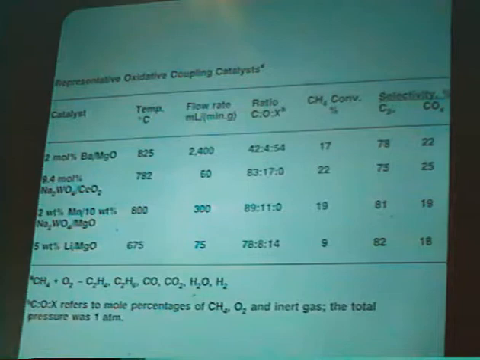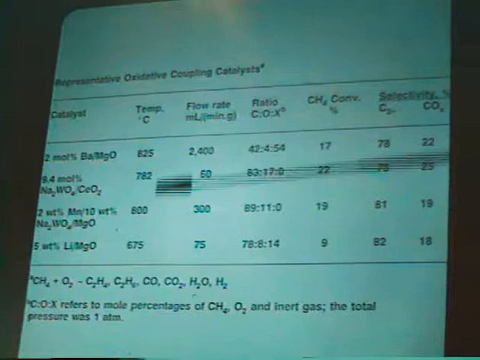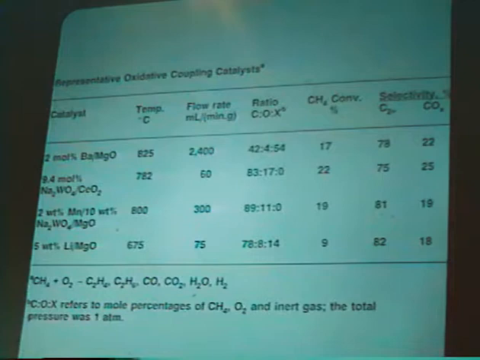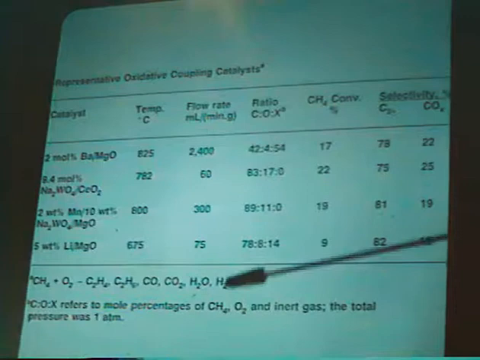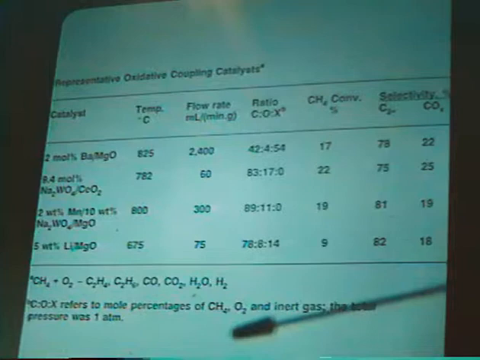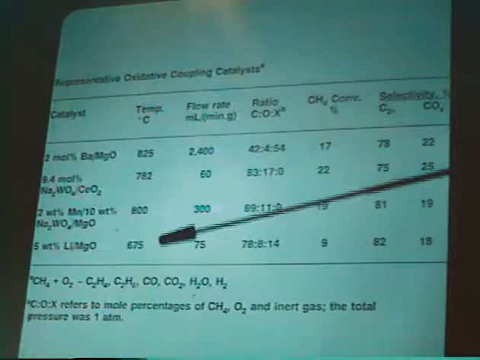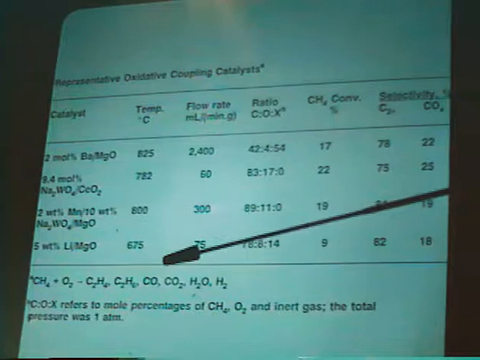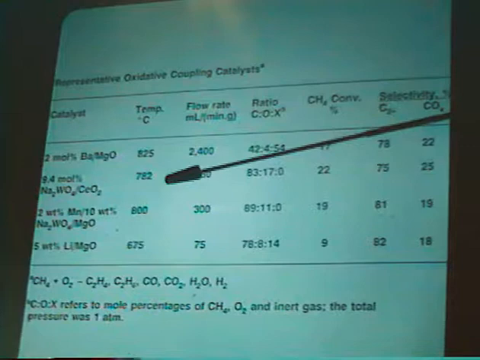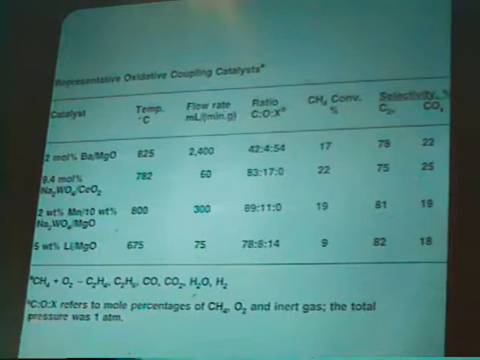The other point that I would make while I have this overhead on, and we'll return to it many times, is the temperatures at which these reactions are carried out. All of them are carried out at high temperatures by normal catalytic standards. The lithium mag oxide reaction is carried out under, by these standards, relatively milder conditions, about 675 C. But the other catalysts work best at considerably higher temperatures, around 800 degrees for these two catalysts, and in excess of 800 degrees for the barium on magnesium oxide.